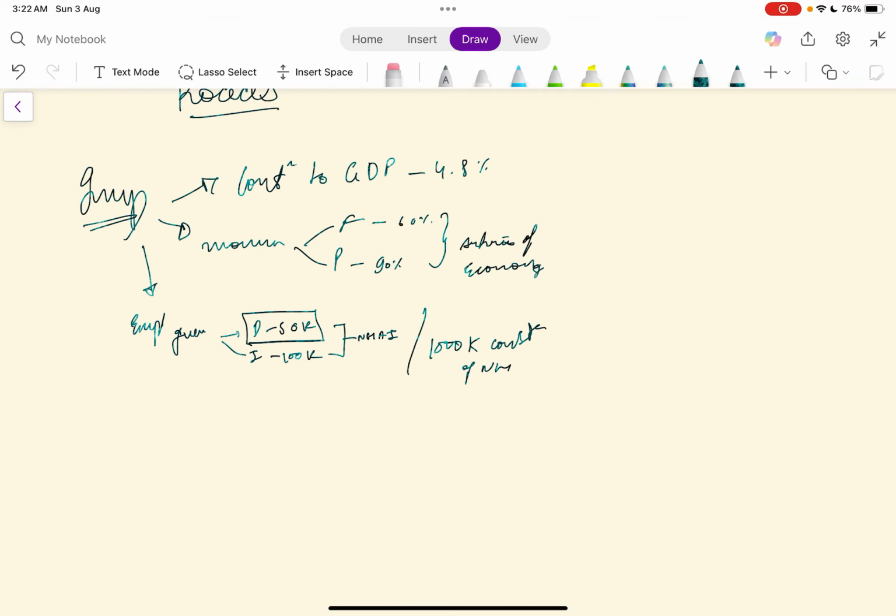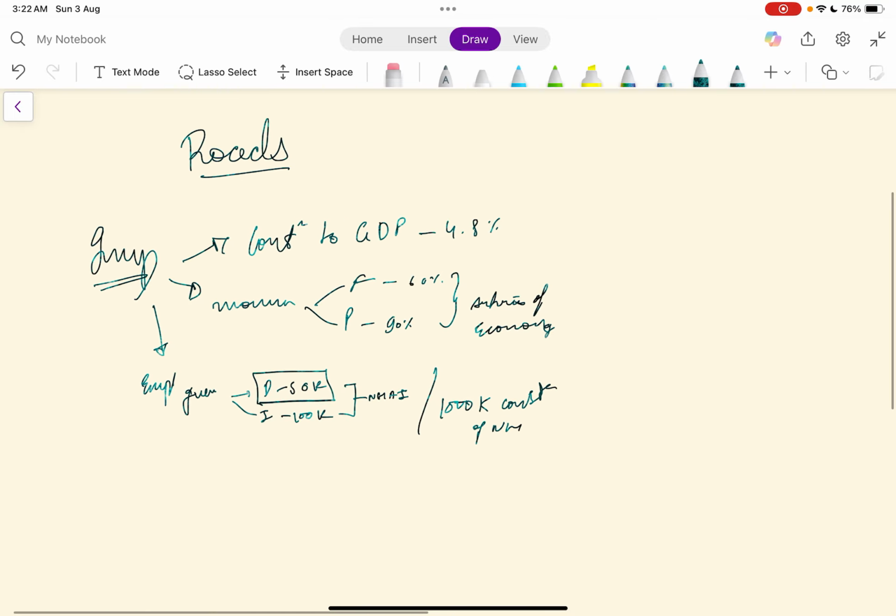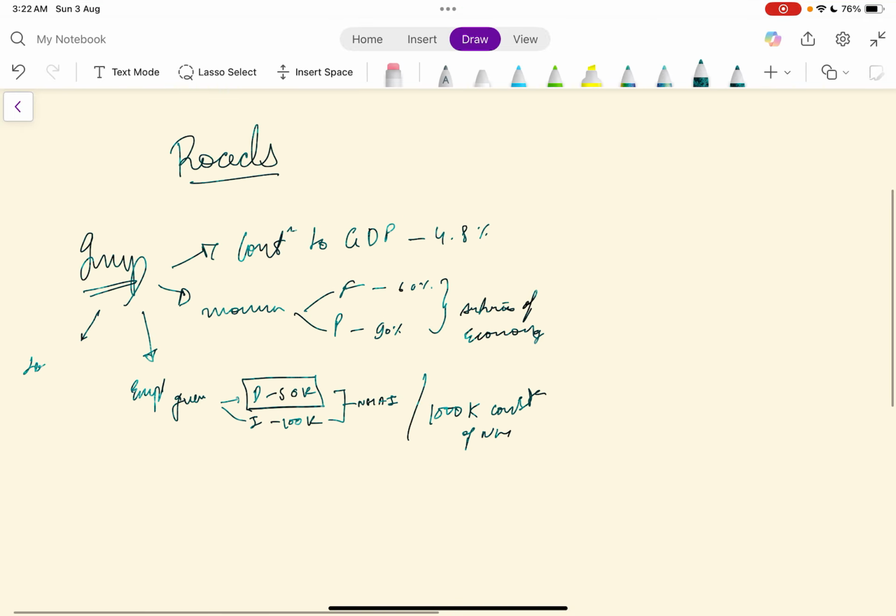Then road also provides last mile connectivity. As per the National Highway Authority of India, 91% of rural habitation is connected by road. So for last mile connectivity, here you can mention this data: 91% rural habitation connected by road.